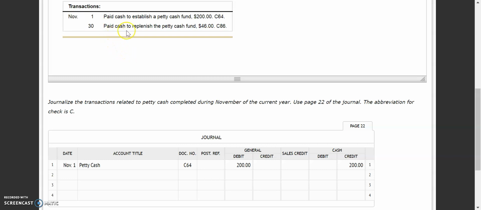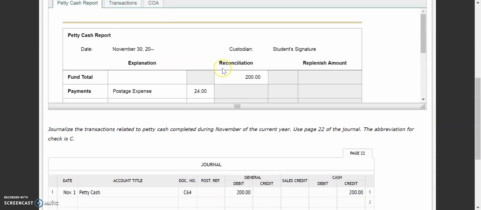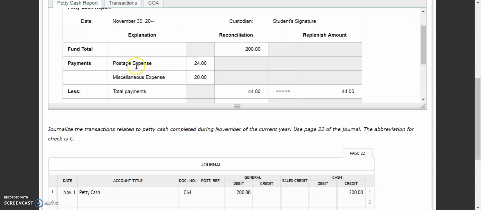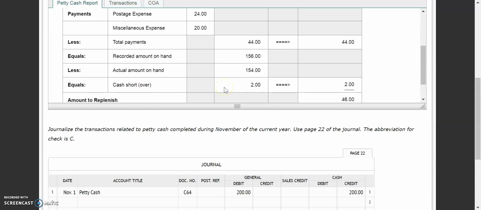Now, we get to the end of the month. It says we paid cash to replenish the petty cash fund for $46. So many of you will do petty cash, debit of 46, credit cash for 46. No. Never again do we use petty cash. When we replenish, what we need to do is look at our petty cash report, because what we need to do is record our postage expense, we need to record our miscellaneous expense, and we need to record our cash short or over.